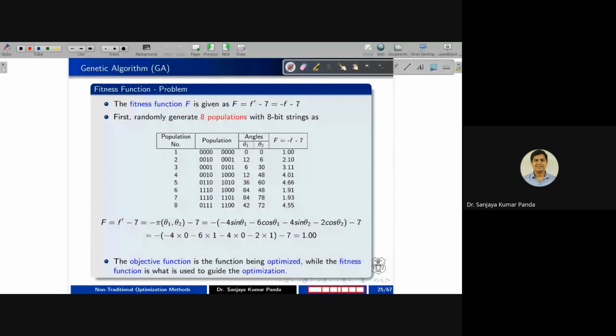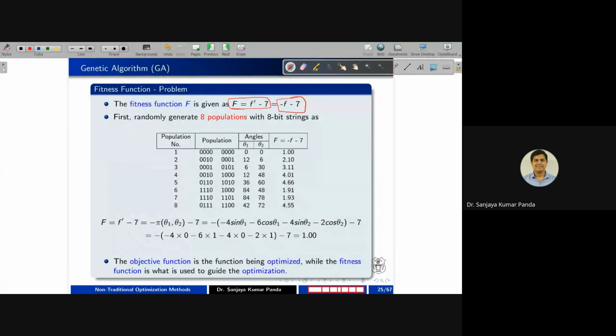See here. For example, assume that the fitness function f is nothing but f dash minus 7. The fitness function is f dash minus 7. It is assumed. You can take f is equal to f dash minus 10. You can say f dash is equal to f dash square and minus 7. Anything you can take. Okay. F is equal to f dash minus 7, and f dash is considered as minus f. So it is an assumed one. So it is minus f and minus 7.